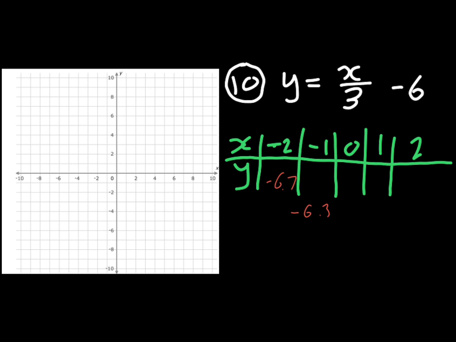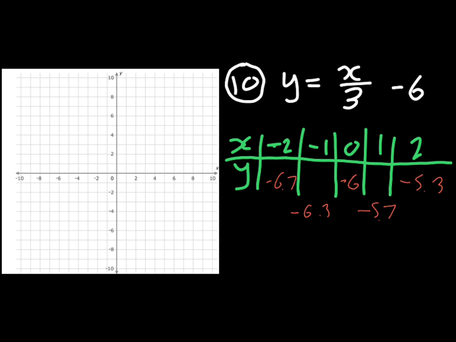Next, when x is 0, we will have 0 over 3, which is 0, minus 6, and that will just be minus 6. Next, when x is 1, we get the fraction negative 17 over 3, which can be rounded off to minus 5.7. Lastly, when x is 2, we get the fraction minus 16 over 3, and that can be rounded off to minus 5.3. Next, we need to plot each of these points on our graph.